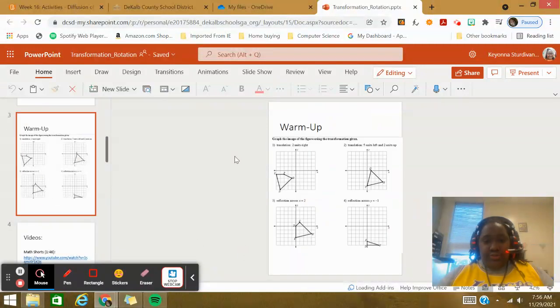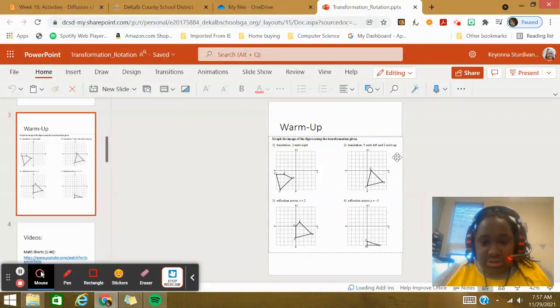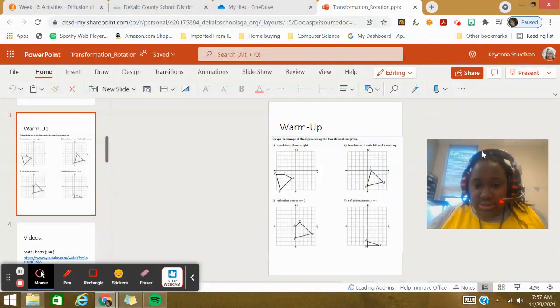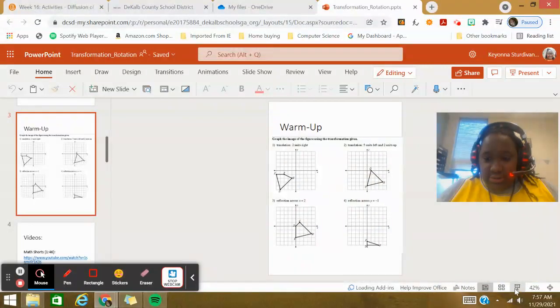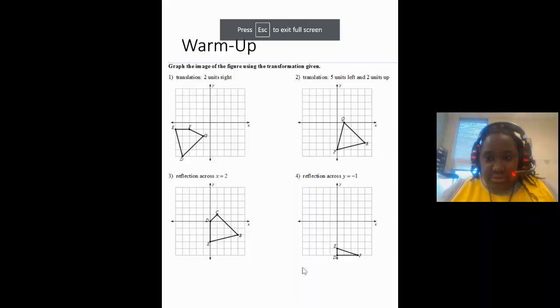Here is your warm up for today. You guys are going to translate figures 1 and 2 as well as reflect. And I'm going to go ahead and try to blow this up so you can see it. So we have figure 1, and it's asking to translate 2 units to the right. Question 2, we have figure 2. It says go 5 units left and 2 units up.